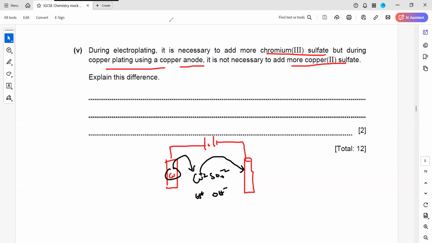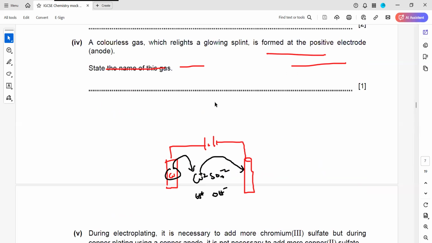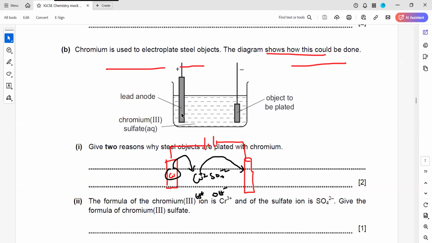But in the case of chromium, we have to add. Why? Because if you see this, the anode was made up of lead.